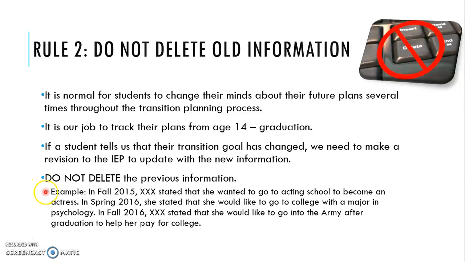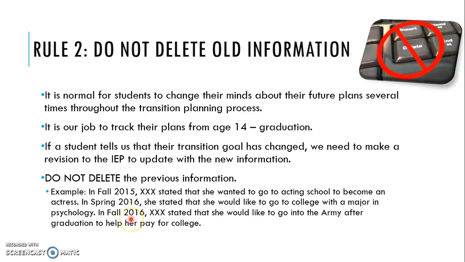Here's an example of one of my students. She came to me and originally 2 years ago, she wanted to go to acting school. She wanted to be an actress. That was her dream. She liked participating in local theater. Then last year she came to me and said, I think I'd rather go to college. I think I want to be a psych major. I want to learn more about and work with individuals that have mental health issues. And I said, great. So I went in and I updated everything in the IEP to reflect that.